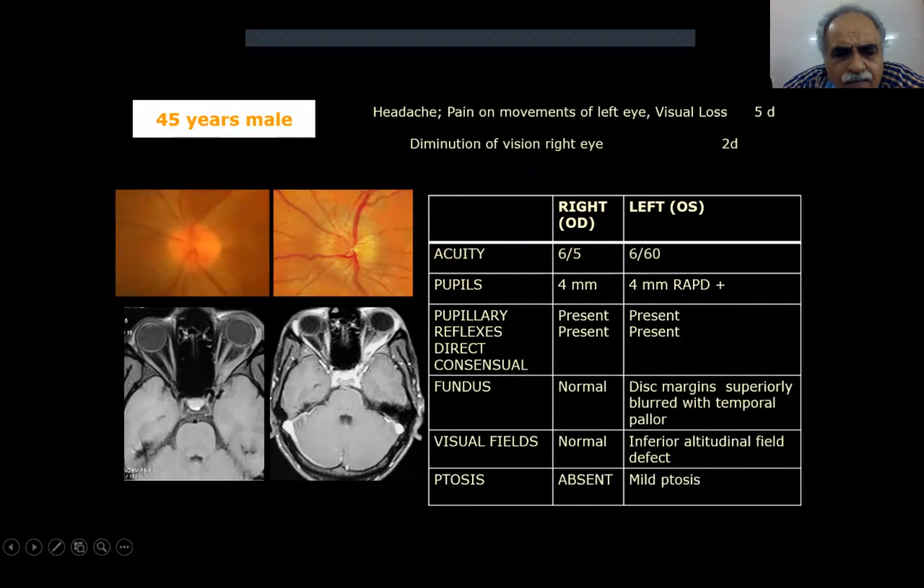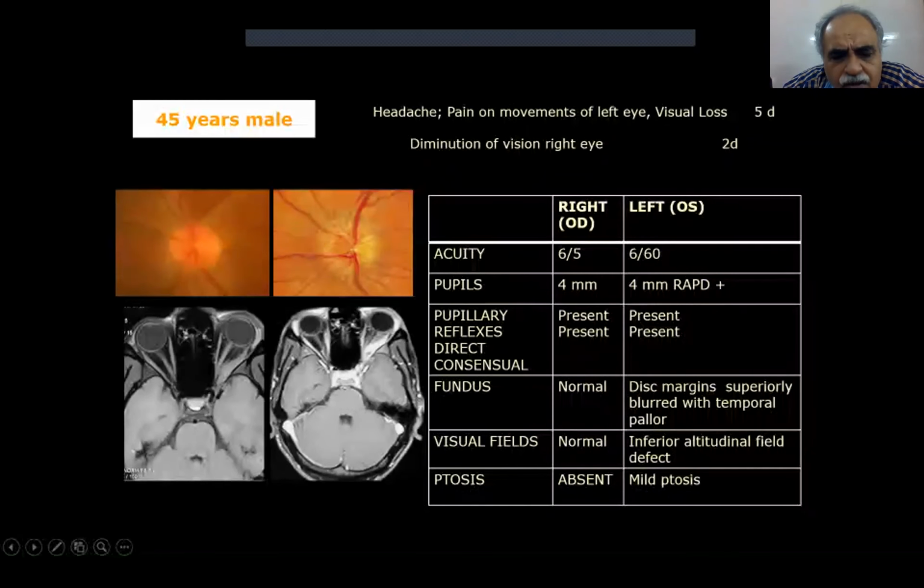There is disc edema. That this disc edema is clearly hyperemic disc edema. There is no pallor of the optic disc and the vessels are very prominent. So the first thing that you do in these patients is an orbital fat suppressed MRI.